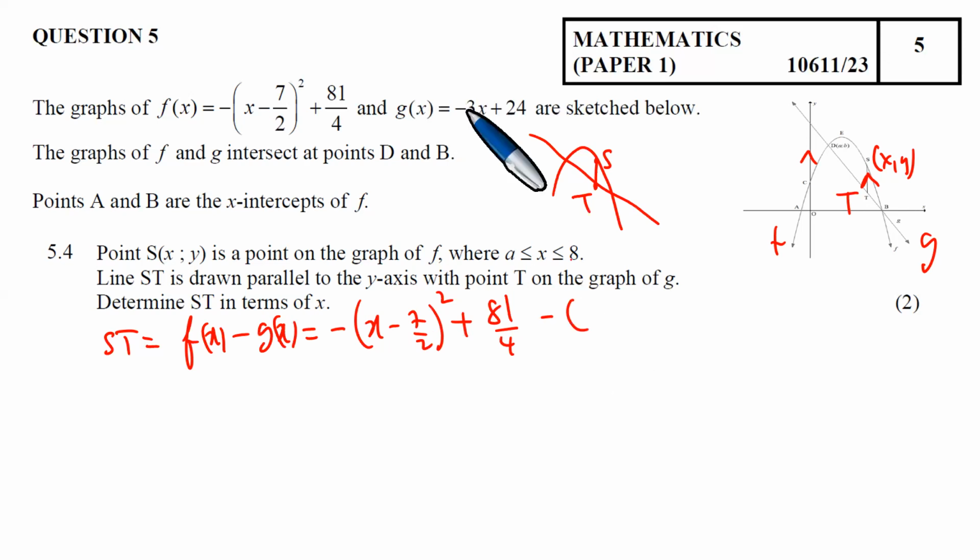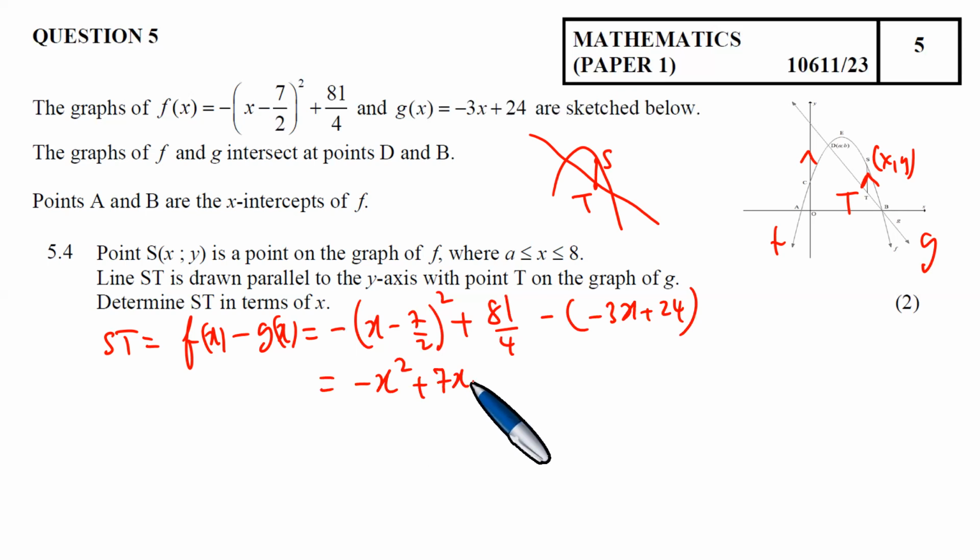Minus the g, which is minus 3x plus 24. What is the answer to this? If you expand this, I know you might be getting tired, please bear with me. I want to run through all these questions. So this will actually become minus x squared plus 7x plus 8, minus, if you multiply through here, it's going to be plus 3x minus 24.